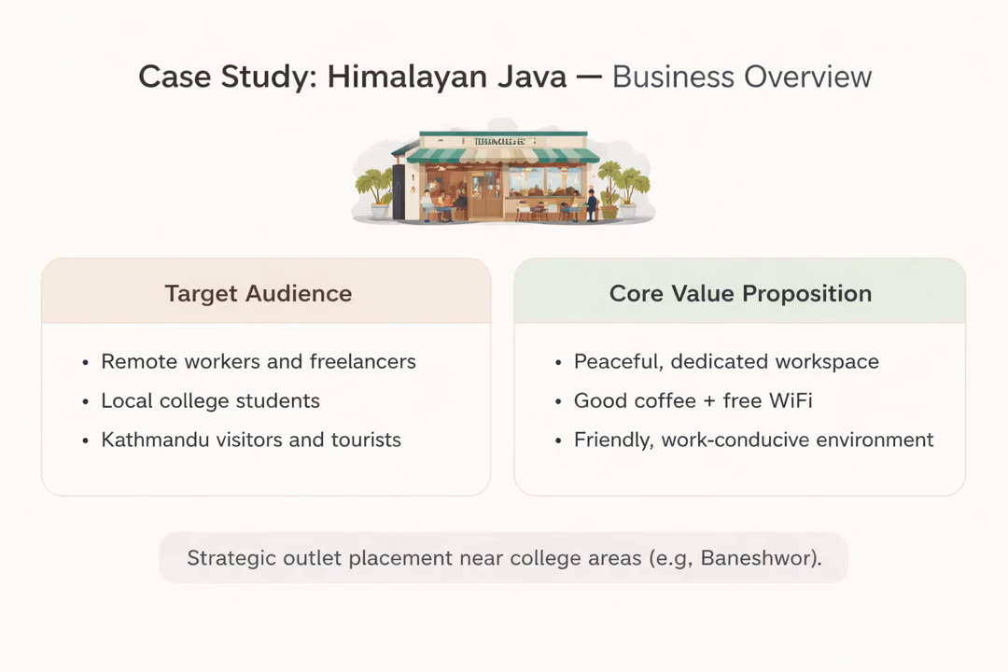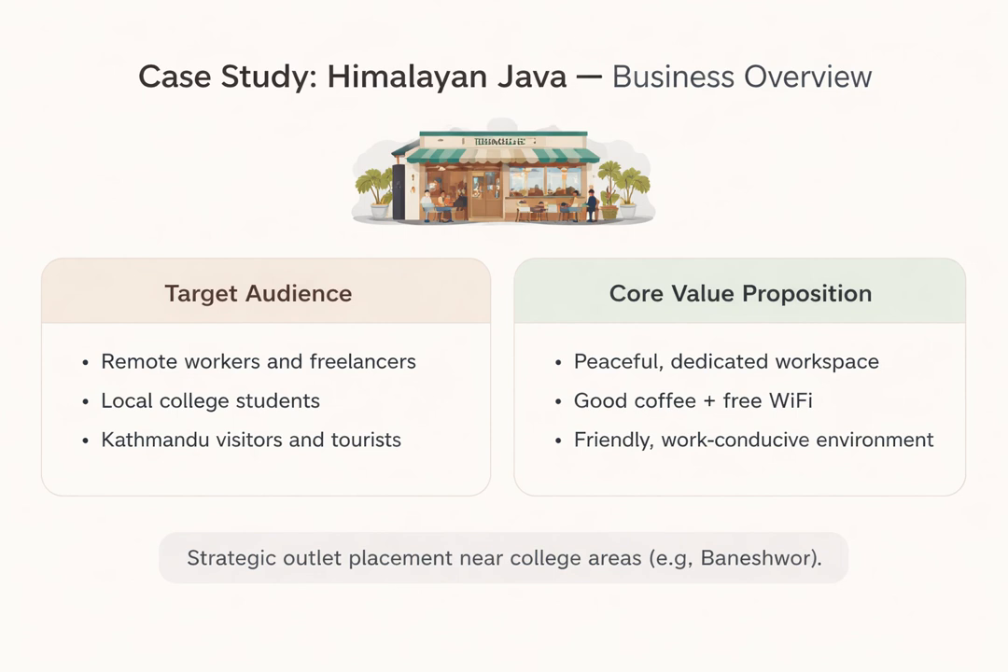Now, let's look at a real-world case study: Himalayan Java. This is used as a practical example of how to build a digital marketing strategy for a specific business. The goal is to increase orders and grow revenue. So who is Himalayan Java targeting? Their audience is very well defined: remote workers and freelancers who want a peaceful place to work, local college and university students, and visitors to Kathmandu who need a comfortable spot. Their core value proposition is simple: a dedicated, peaceful environment with good coffee and free Wi-Fi.